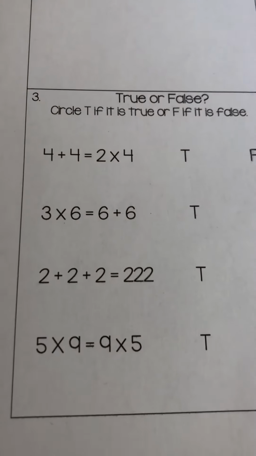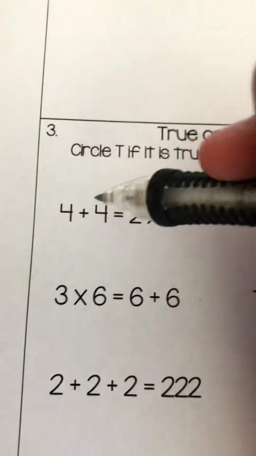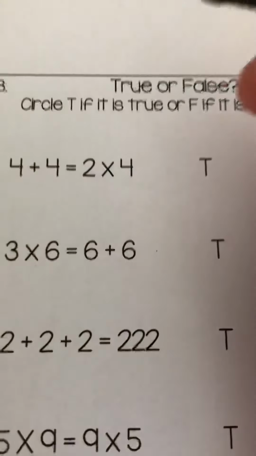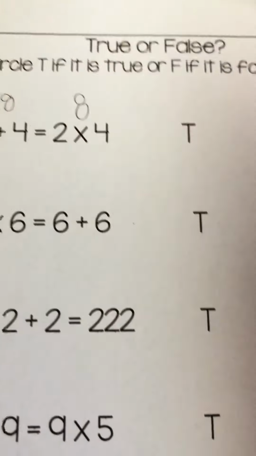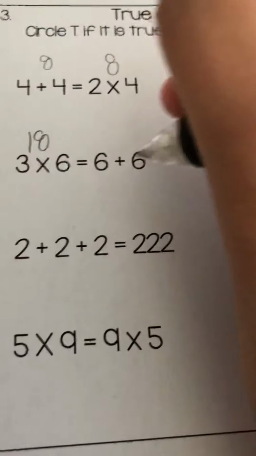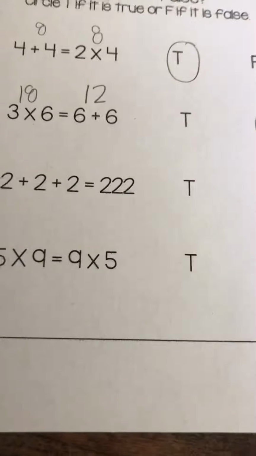True or false? Okay, you guys know how I like to do these. I'm going to just write the sum or product on the top. So 4 plus 4 is 8, and 2 times 4 is also 8, so that is true. 3 times 6 is 18, and 6 plus 6 is 12. So I know that's not true. Those are not the same number.